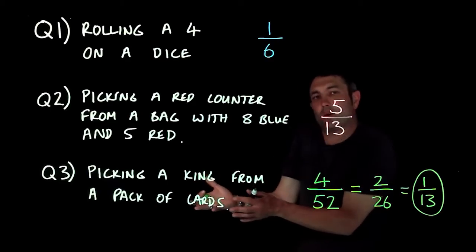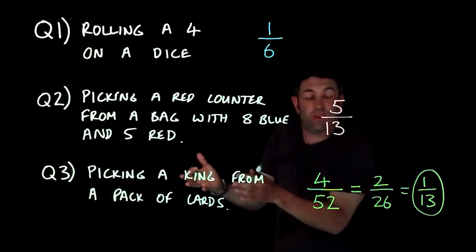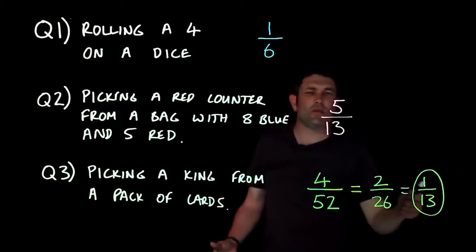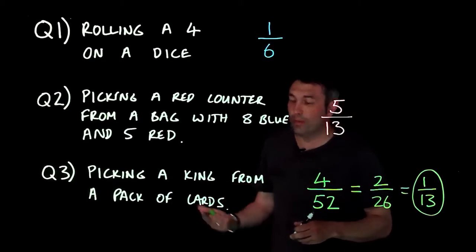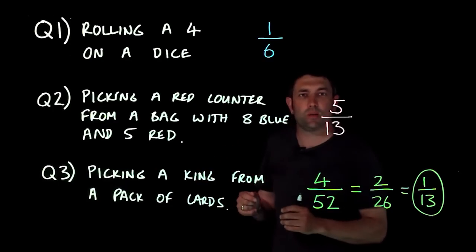If it doesn't say in the question in the exam to give your simplest form, you could give any of those, it doesn't really matter, but it will normally say give the answer in its lowest terms, its simplest form, so make sure you read the question properly.